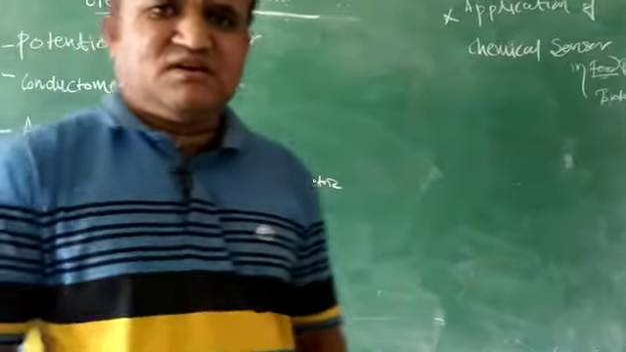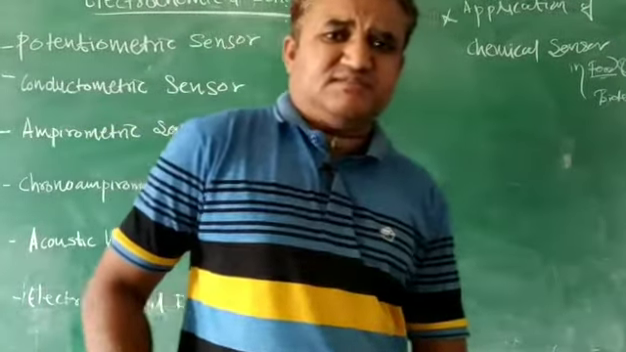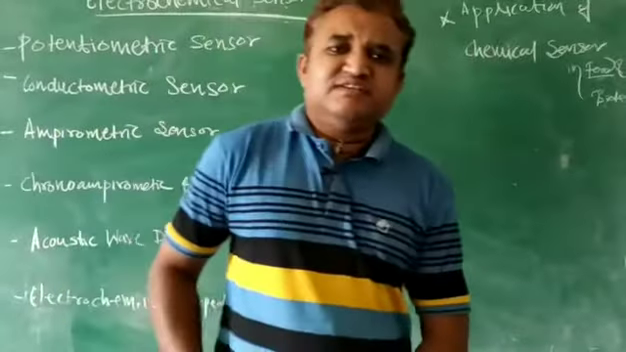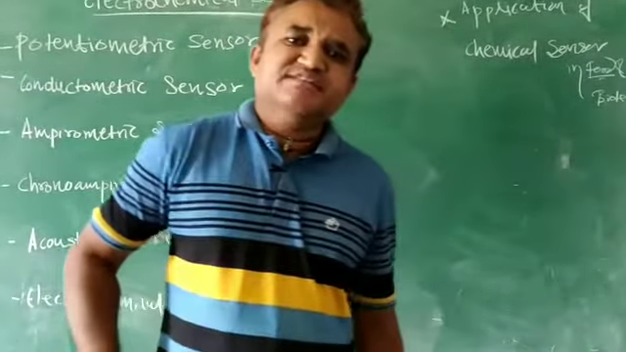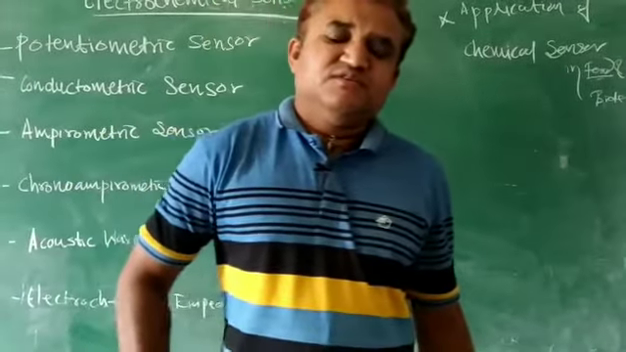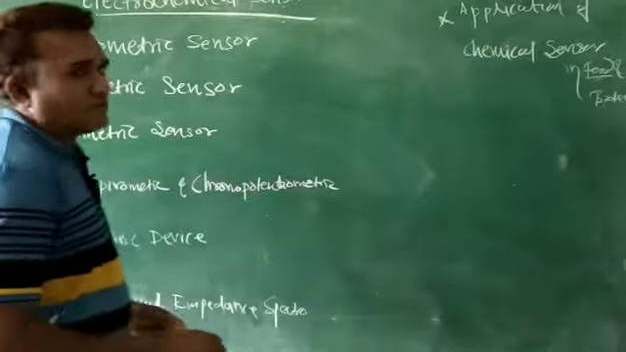So your third unit is divided into three parts. First, chemical sensor. Second, biosensor. Third, ion selective electrode.